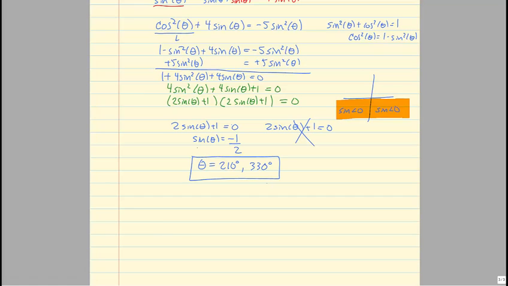So sometimes you might have to rewrite these, and you might have to apply an identity, in this case the Pythagorean identity, in order to simplify this to the point where you can actually solve.